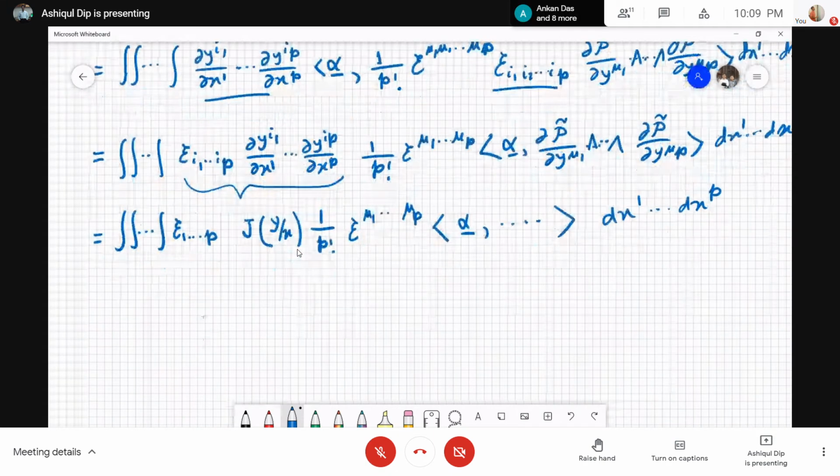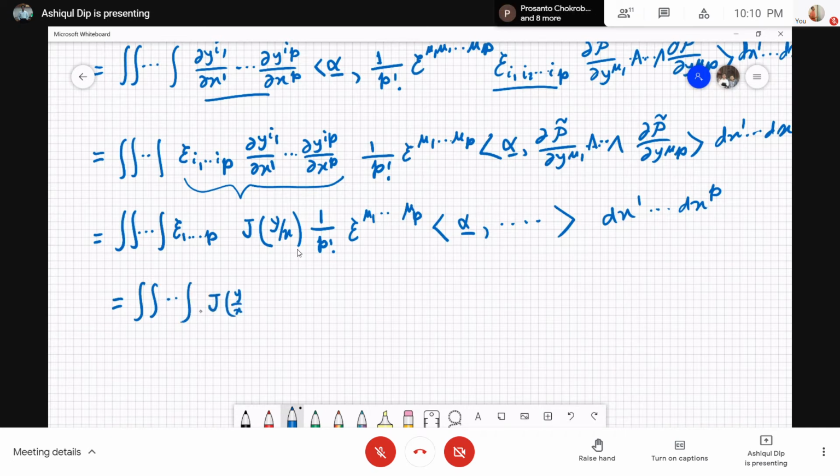Okay. So now, what is E1 up to Ep? When all those things are in order, because that's how we define the integrations already. You have to choose a particular orientation. So what's the value of E? It's 1, because every index is in order, right? Yeah. So that becomes this. So it's 1. So it gets you this J Y by X, 1 over p factorial, E mu1 up to mu p.